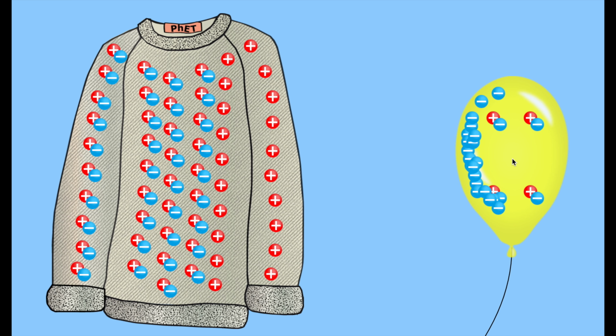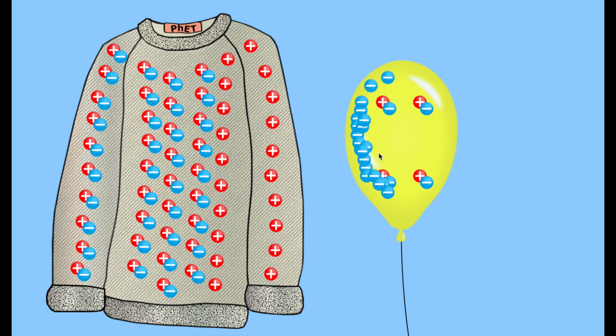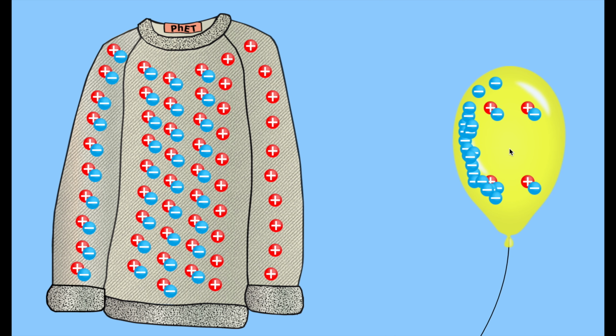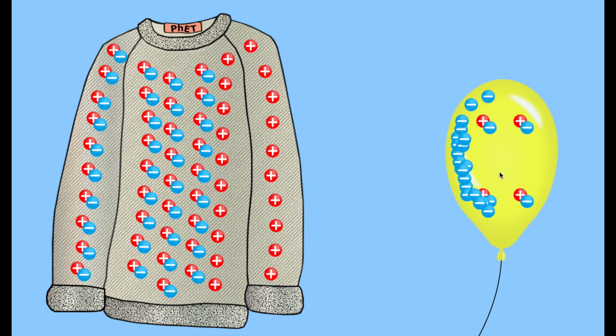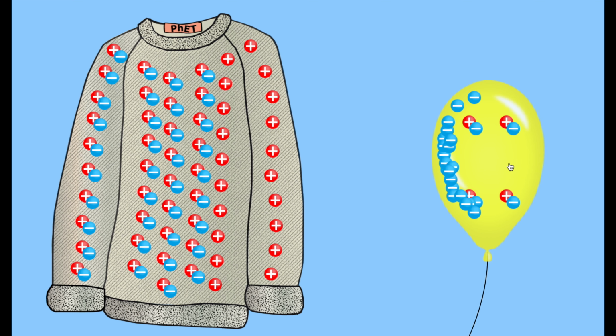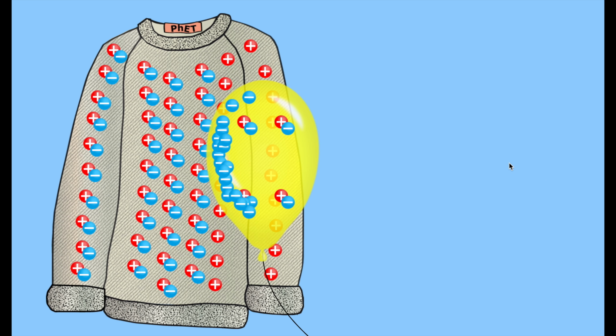Now let's go back and think. We have positive on the jumper and negative on the balloon. What do you think these two materials are now going to do? Pause the video and think. So, you should have figured out that if I let go of this balloon here, it's going to be attracted to the jumper, because as we know, positive and negative attract together. Let's take a closer look at this.